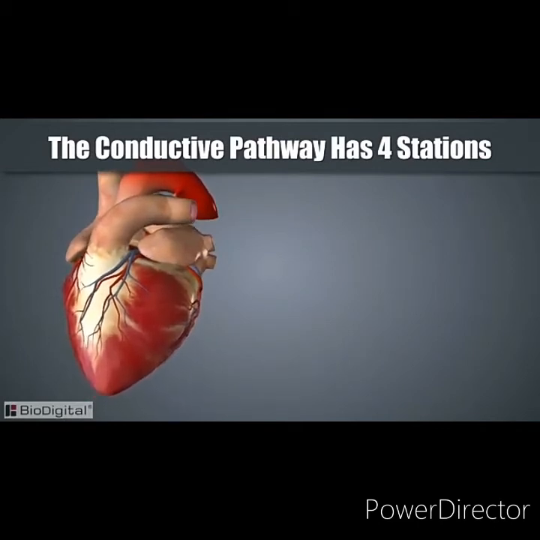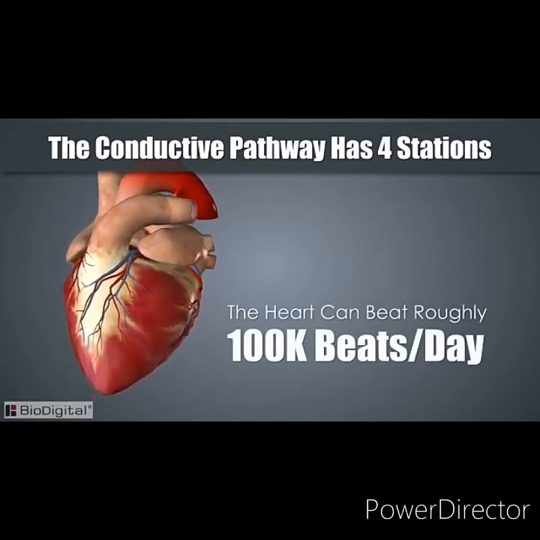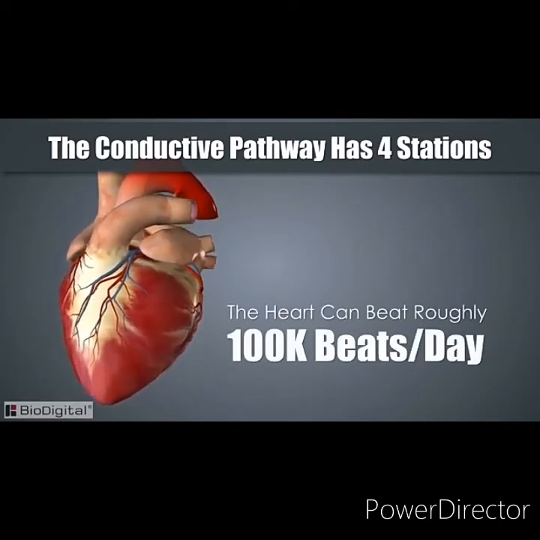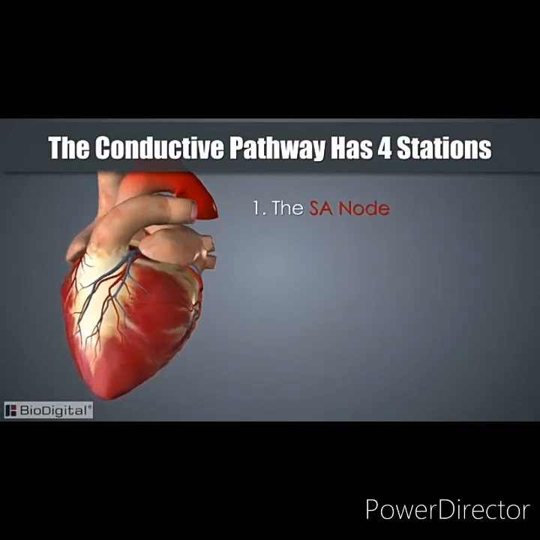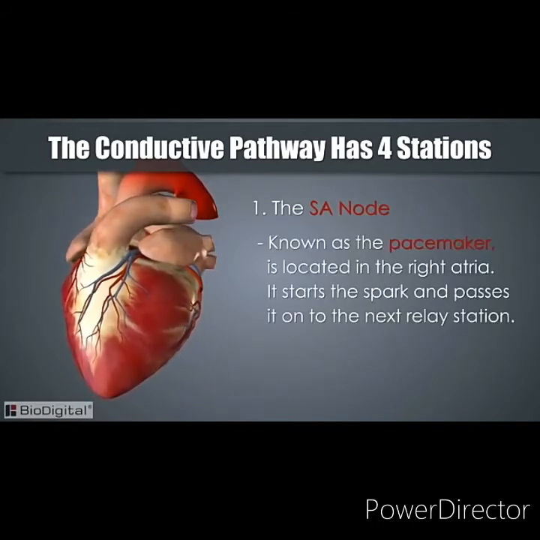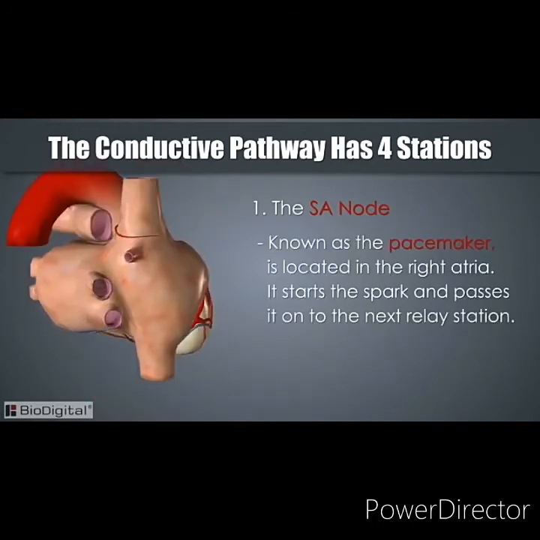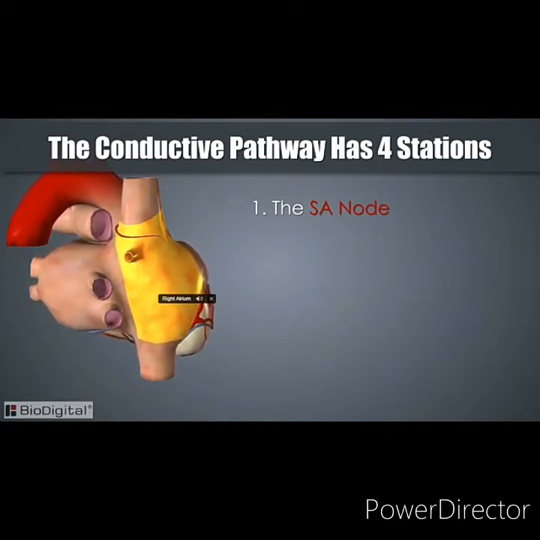The conductive pathway has 4 stations. The heart can beat roughly 100k beats a day. The SA node, known as the pacemaker, is located in the right atrium. It starts the spark and passes it on to the next relay station.